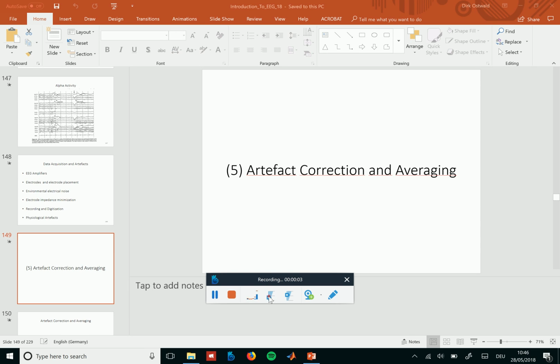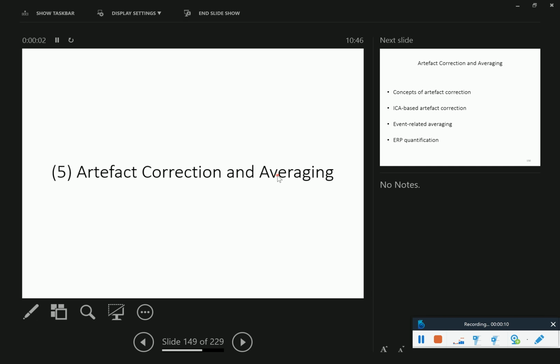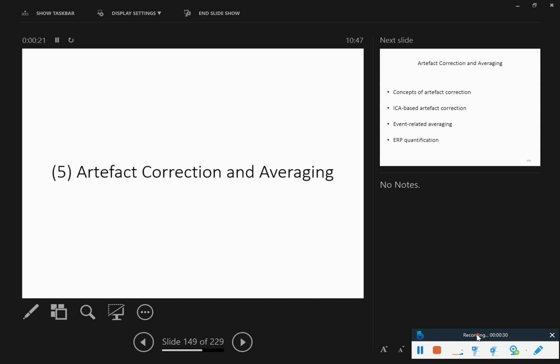So last week in EEG we saw some basics about data acquisition and artifacts. So we discussed data acquisition, how the setup looks like, and what kind of artifacts you can get. Most important, of course, the eye movement artifacts. And then the next section is now on artifact correction and averaging.